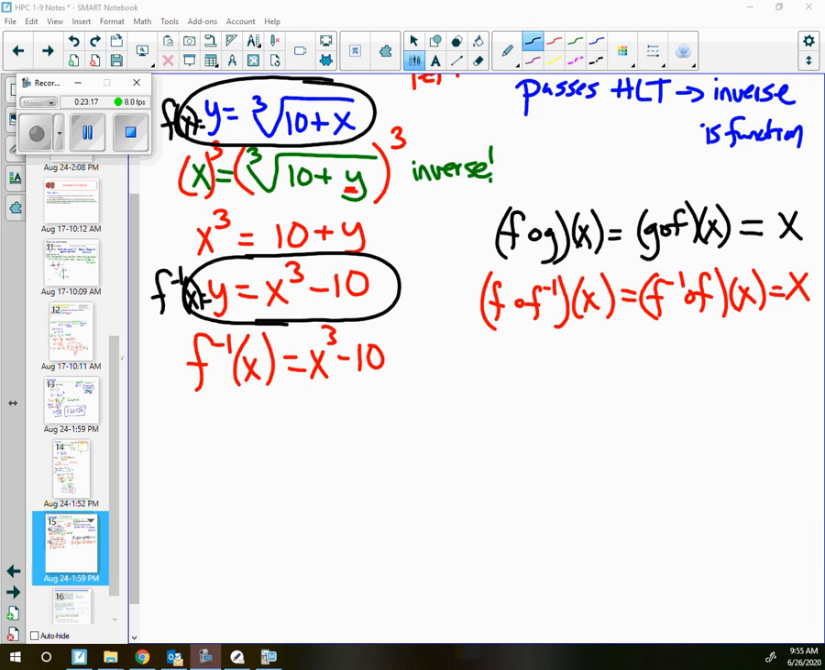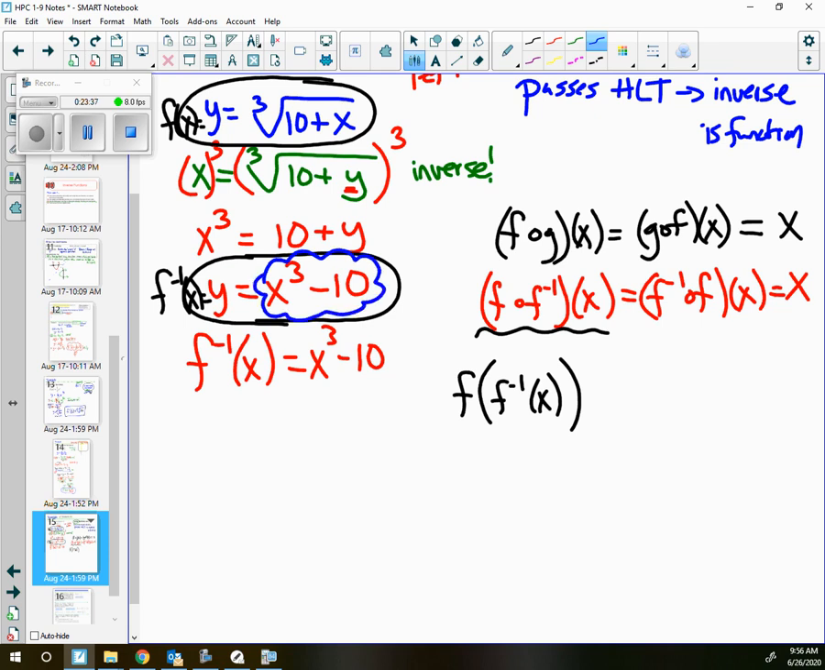All right, so let's do f with f inverse first. So we're going to do this half of the equation first. So f with f inverse. What that means is f of f inverse of x. In other words, we're putting the inverse function into the equation f for the x. So I'm taking the inverse function, the x cubed minus 10, and I'm replacing it in for the x in the original. So we're going to do f of this x cubed minus 10. All right, so let's put x cubed minus 10 in for the x there and see what we get.